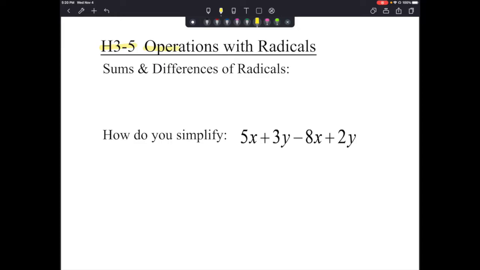Today we're going to look at operations with radicals. In the lesson, we're going to focus on sums and differences. Tomorrow we'll start to look at multiplication and division involving radicals. Let's look at the beginning.